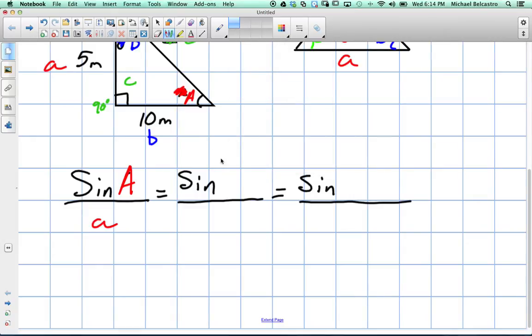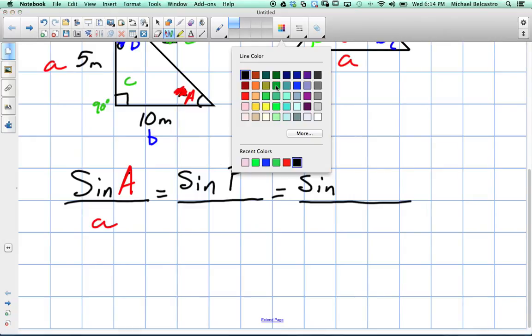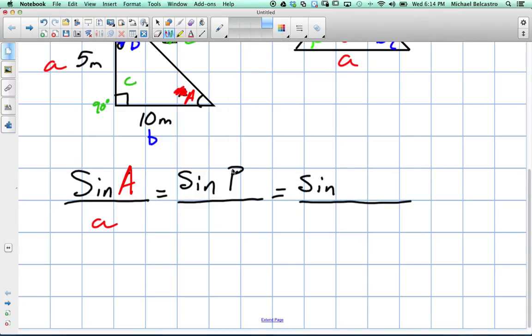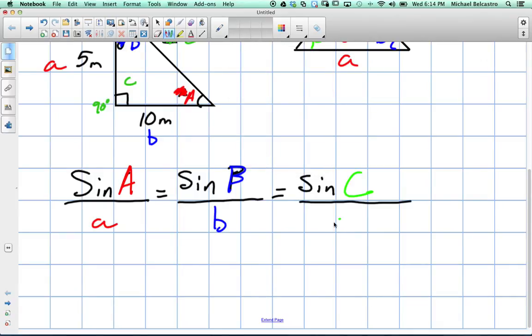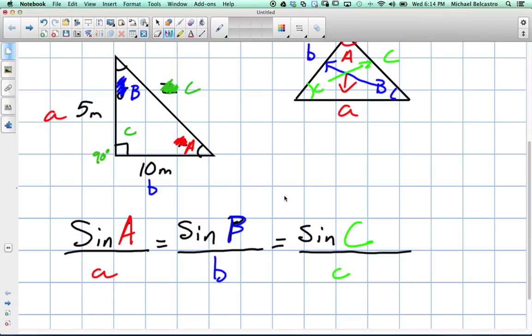Angle A over side A is equal to angle B over side B, which is equal to angle C over side C. I've color coded them to help us out here. So what we're going to do is just plug in whatever information we have.